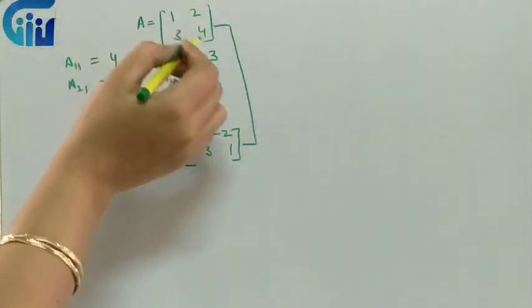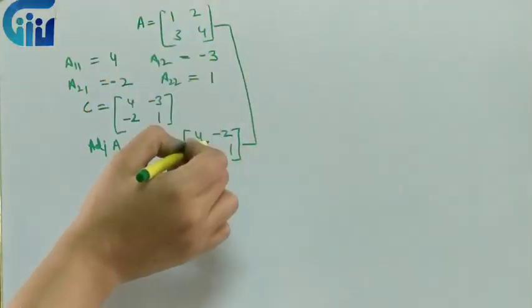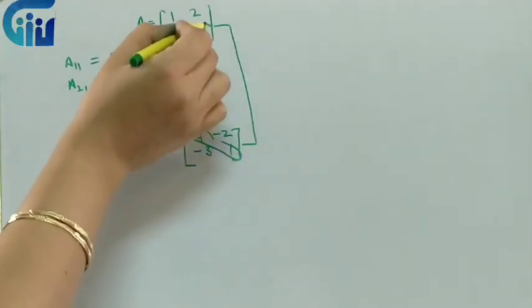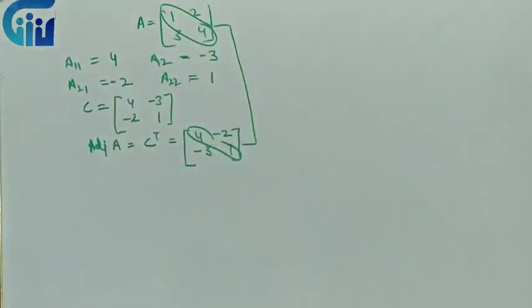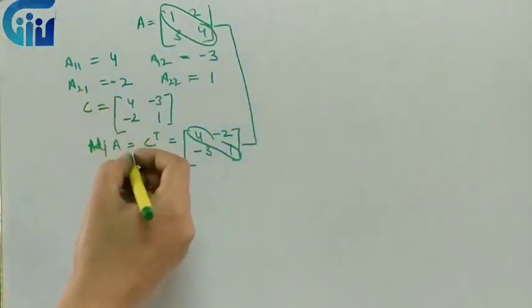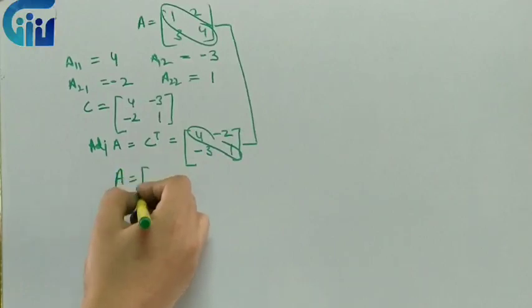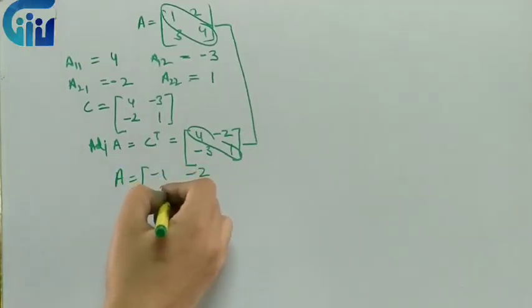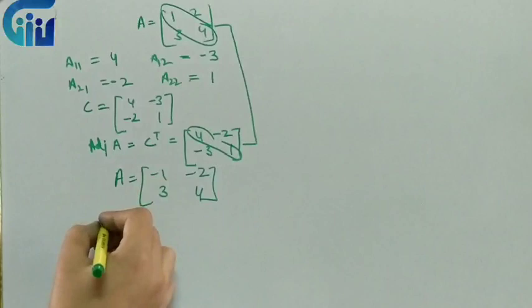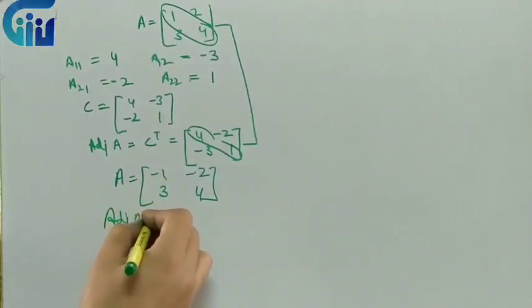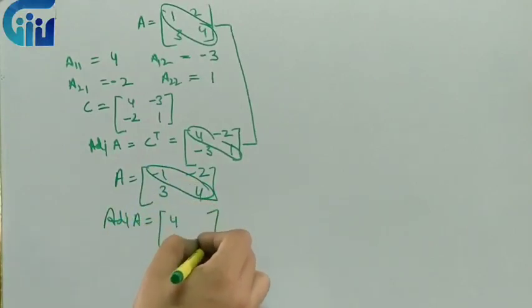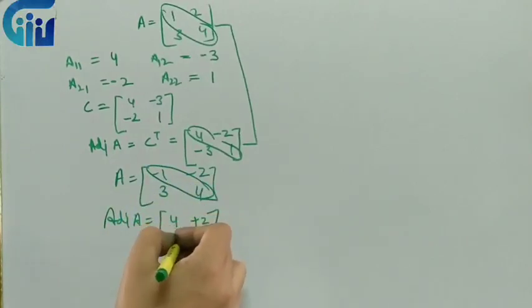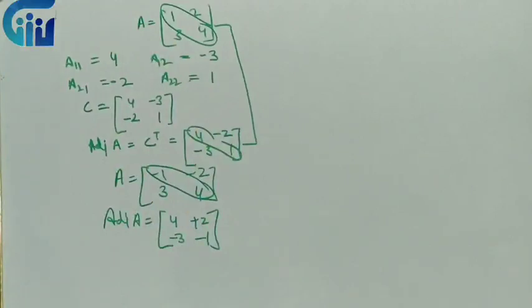So now the shortcut method says we interchange the diagonal elements. We have interchanged these diagonal elements and inverted the sign of these two elements. Clear? Now suppose I have a matrix like this, minus 1, minus 2, 3 and 4. If I have to find the adjoint and it is an MCQ question, you can directly observe and write. We will interchange these two elements and invert the sign of these two elements. Clear? Now let's move on to the 3 by 3 matrix.